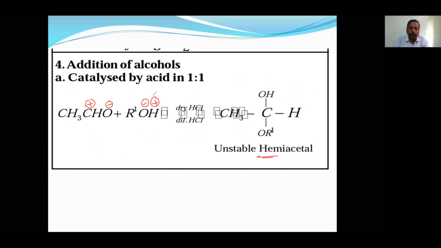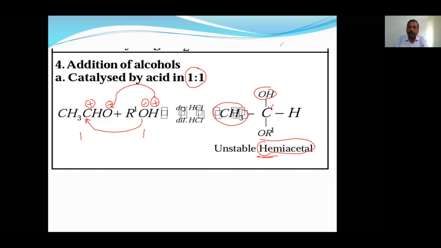So what will it be? Hydrogen will go to oxygen, OR will go to carbon. CH3 is as it is. Then OR minus is attached to this carbon, and H plus is attached to this oxygen. This is a hydrogen. Is it understood? Now this is called a hemiacetal. It is formed when the reactants are in 1:1, 1 mole alcohol and 1 mole aldehyde or ketone.